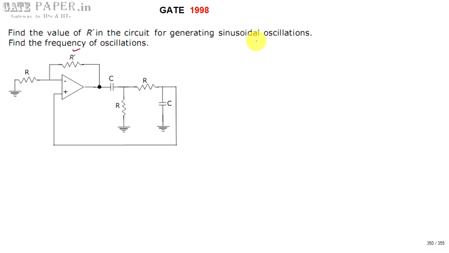We know that to generate sinusoidal oscillations it requires positive feedback. With respect to an op amp, positive feedback is when a part of the output is connected back to the non-inverting terminal. At that time it is called positive feedback. So when positive feedback is present in the circuit, it can generate sinusoidal oscillations.